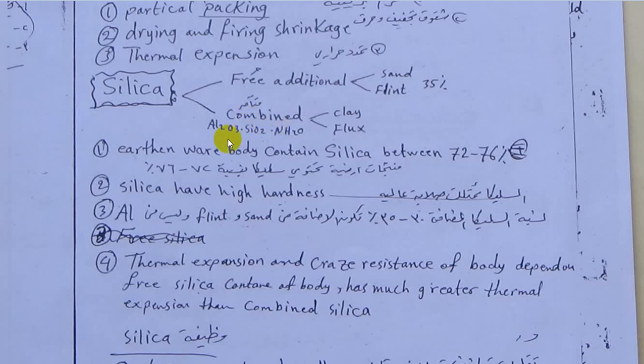The combined compound takes the following form, as the chemical formula indicates: Al2O3, SiO2, and H2O. The SiO2 is the silica, Al2O3 is the alumina, and H2O is water. This is the three-part chemical combination, where Al2O3 is the alumina, or the gibbsite layer.